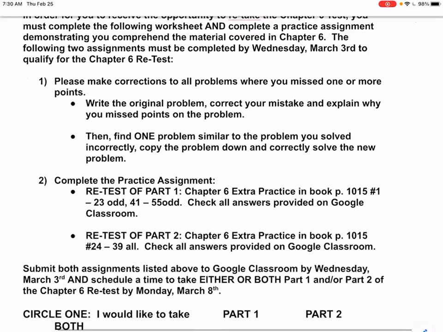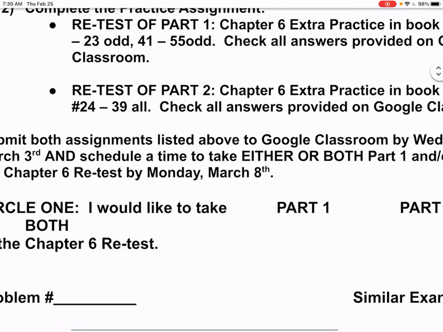The retest must be done by Monday, March 8th. So you have a little less than a week to make test corrections and practice. And then you have about 10 days to get it all done and the test completed, the retest completed. Are there questions on any of that process?